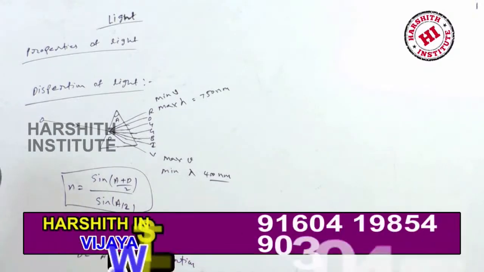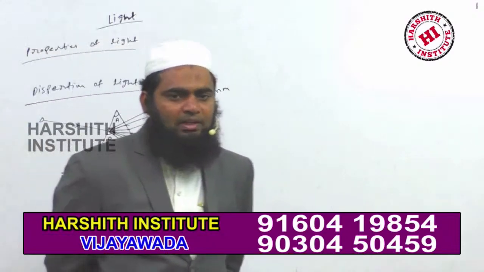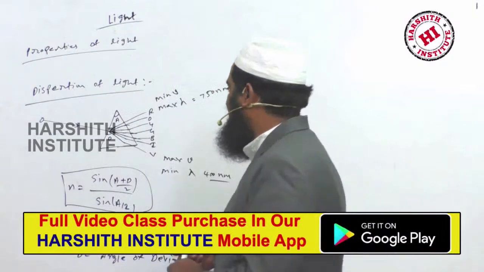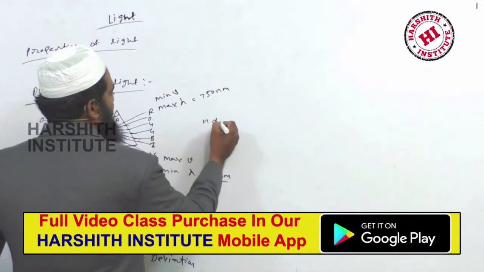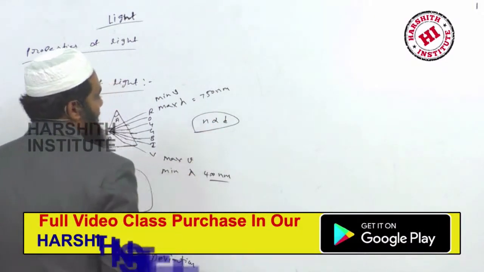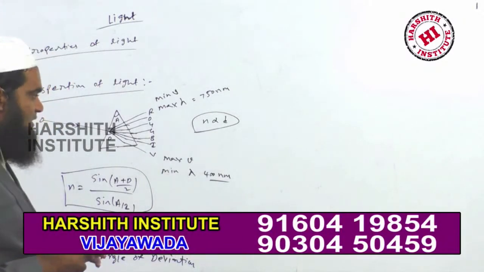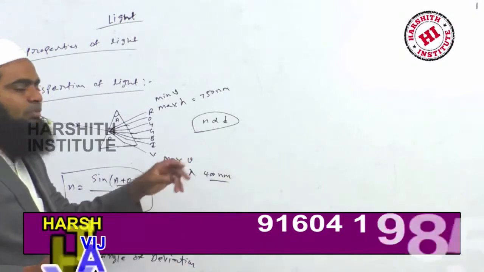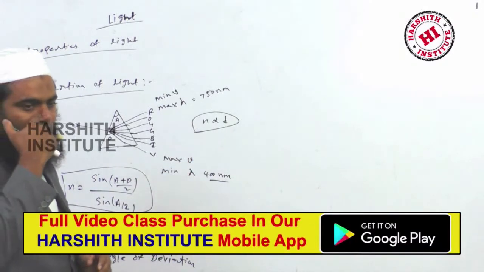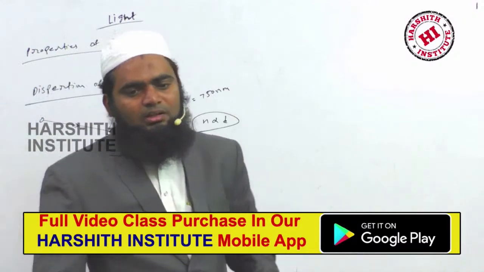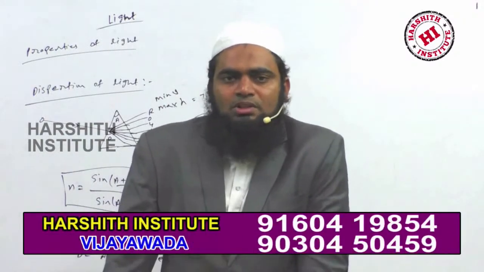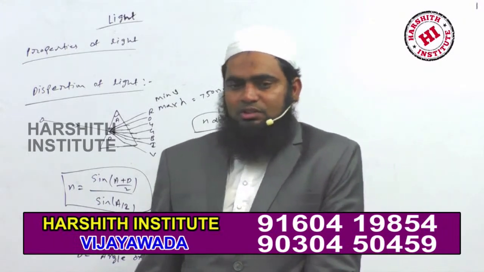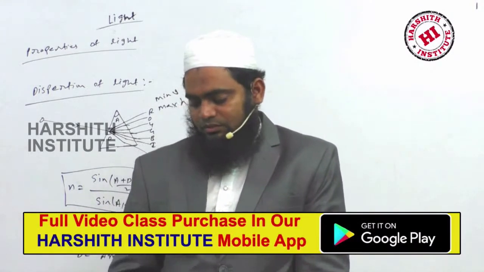This refractive index depends upon the nature of the material, so it depends upon the density. n is directly proportional to the density. A rarer medium has a minimum refractive index, and a denser medium has a maximum refractive index. So this is one relation, and this is the second property of dispersion of light.